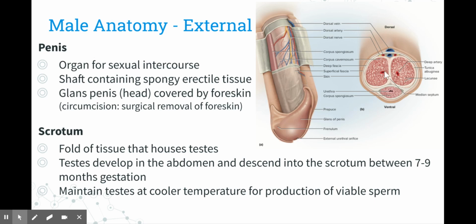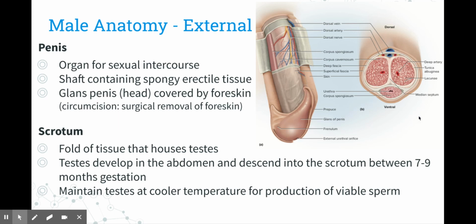So here in cross-section, you can see this spongy tissue here. There are 3 different channels that contain that spongy tissue. And when a penis becomes erect, that spongy tissue becomes engorged with blood and is what gives the penis its rigid, erect state. The other external anatomy on a male is the scrotum.